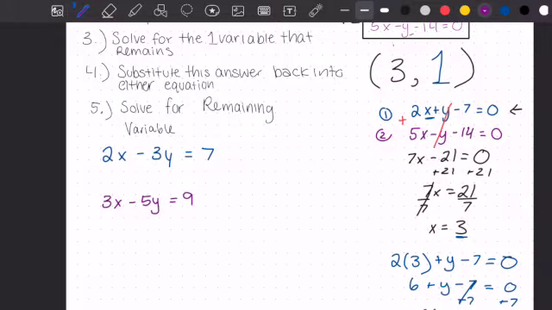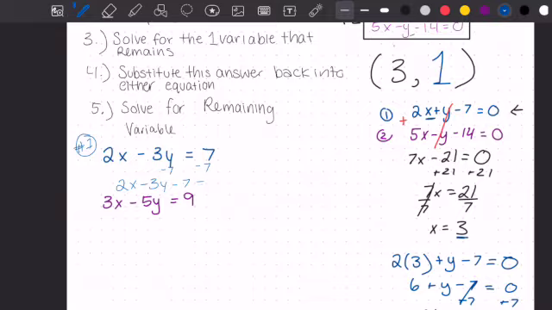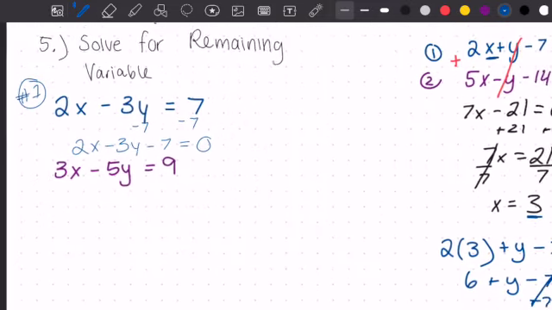Okay, so step 1 is rewrite these in standard form. And so I am going to start with my first one here, number 1, minus 7 from both sides. And I am left with 2x minus 3y minus 7 equals 0.